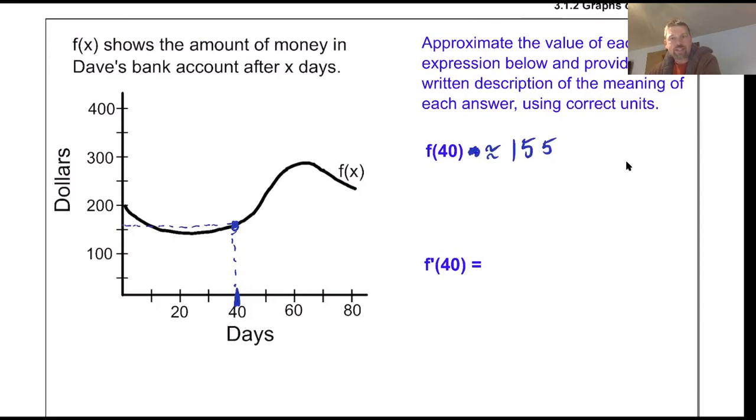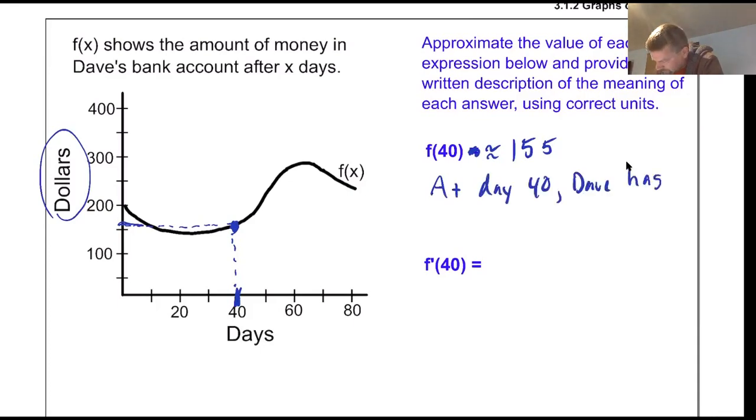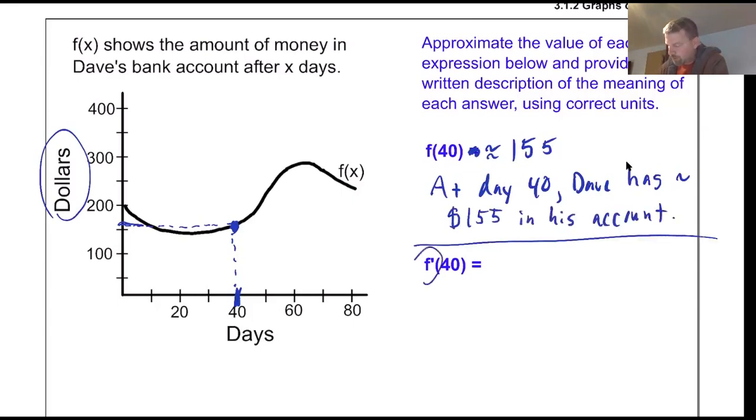Now, this is asking for correct units. What is that a meaning of? Well, when I plugged a 40 in, I got this value out, which is a measurement of dollars. That's the amount of money he has in the account at day 40. So my written description would be: at day 40, Dave has about $155. But when I ask about f prime of 40, f prime of 40 is a derivative.